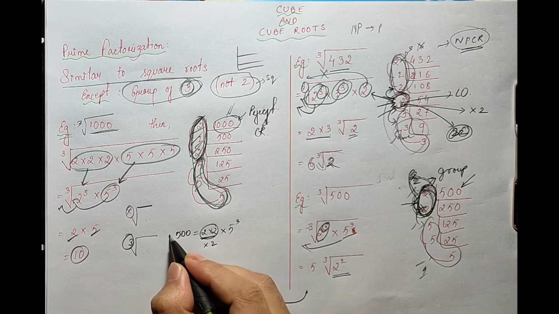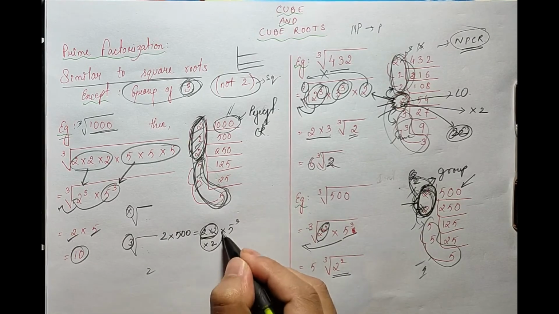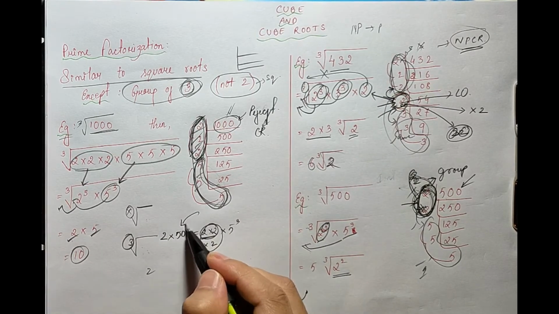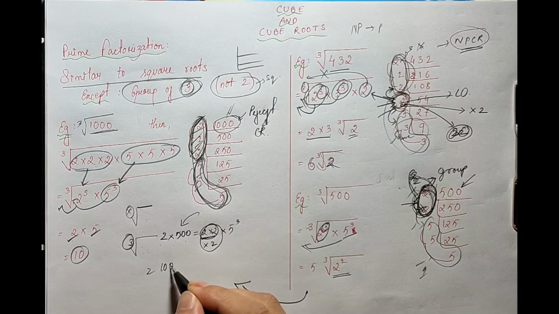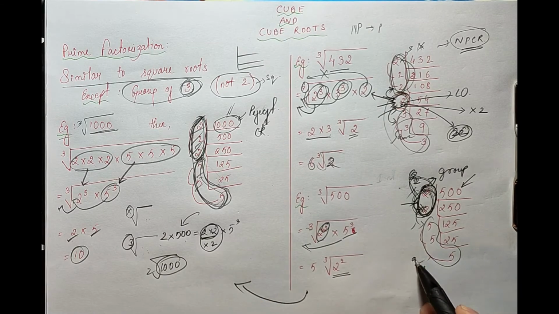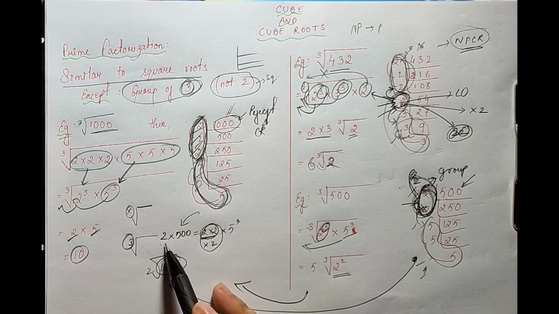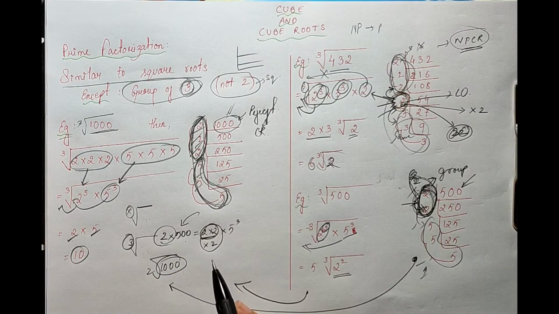If you multiply this by 2, we also have to multiply this by 2. So now this has become a group, but the problem is this number has changed. 500 into 2 is 1000. So 1000 is a perfect cube root. We have converted a non-perfect cube root into a perfect cube root by simply multiplying by 2.